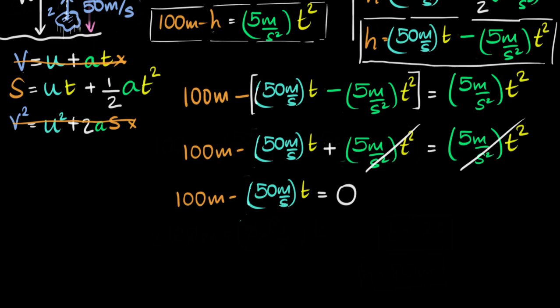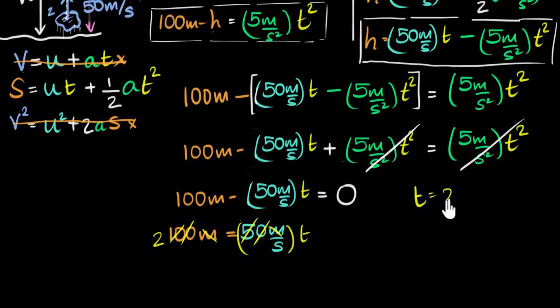So if I add 50t on both sides, then I'll end up with 100 meters equals 50 meters per second times t. And if we divide by 50 meters per second on both sides, then we get what t is. So the 0 cancels, 50 goes 2 times, the meter cancels, and we'll end up with 2 seconds on this side. So we found what t is. t equals 2 seconds. That means after 2 seconds of dropping and throwing up that stone, they will meet each other.